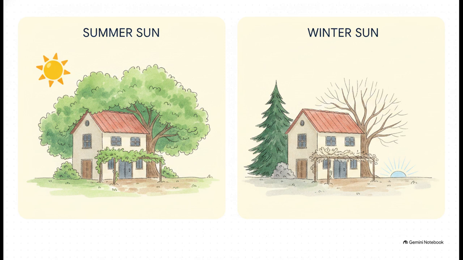The summer solar arc comes in at a high angle. It's hot, it's drying, and it will scorch your property if you don't design shade structures. But the winter sun, it's low, cool, and weak. You actually want to invite that energy in to passively heat your home. Mapping these arcs dictates exactly where you should place a dense evergreen tree versus a seasonal leafy vine.